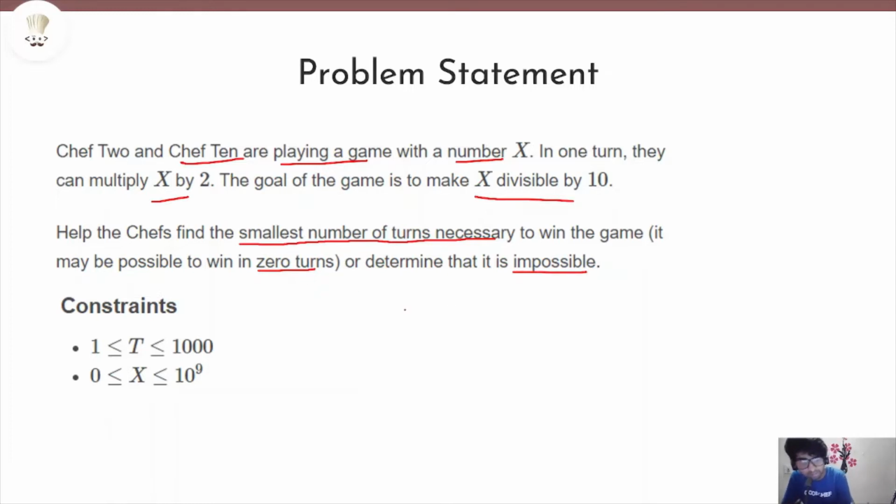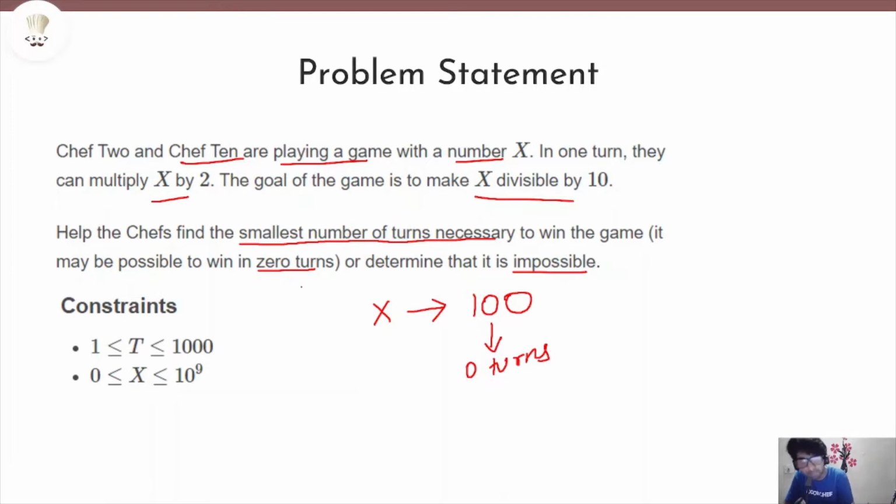Exactly. So if our given number x is already divisible by 10, for example, if the number x is 100, and 100 is already divisible by 10, this will take 0 turns, because the given number is already divisible by 10. Hence, for this problem, we need to find out the smallest number of turns necessary, where in each turn, we can multiply the number x by 2.